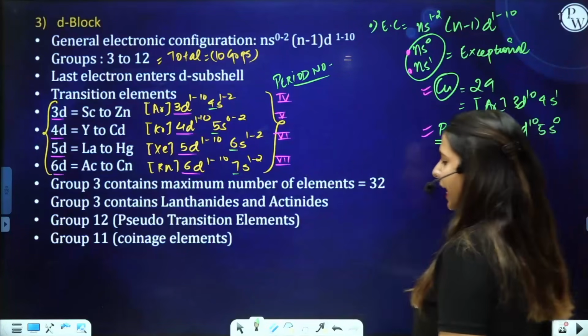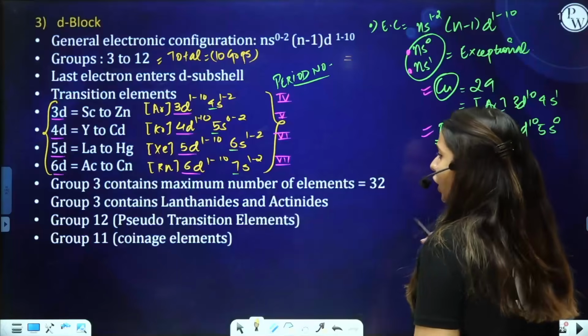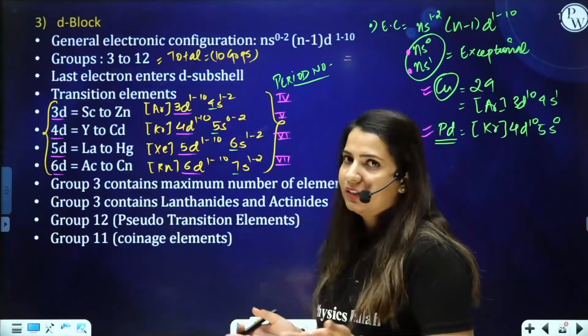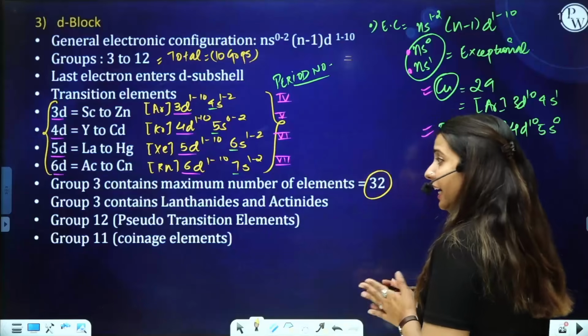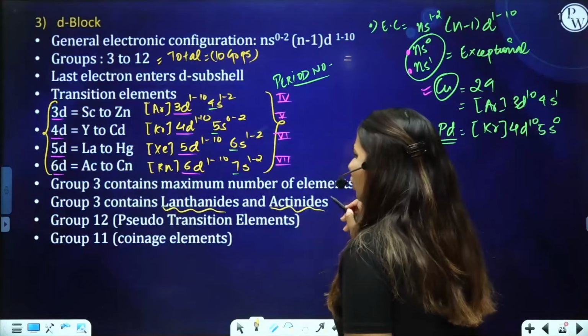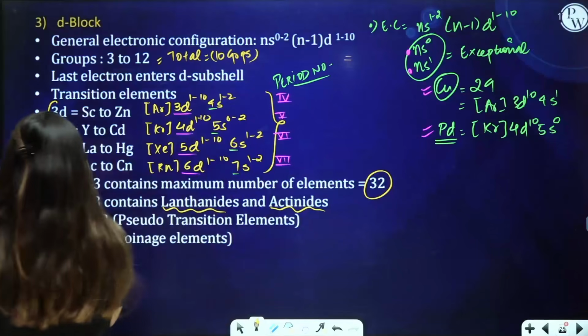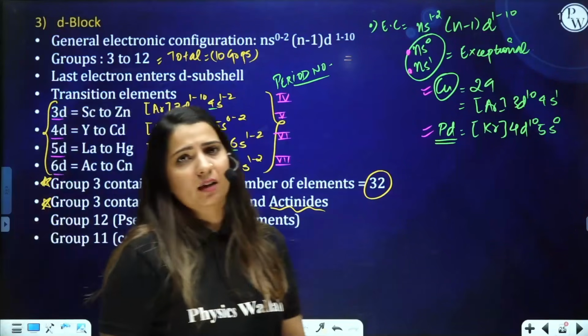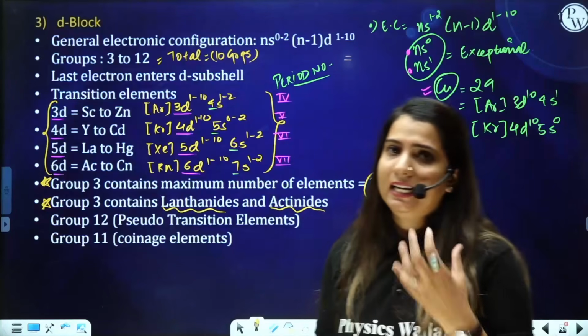Okay. I have already written here that group number 3 contains the maximum number of elements, which is 32. I have already explained that group 3 contains lanthanides and actinoids. Very, very important. These small points come directly in the examination.